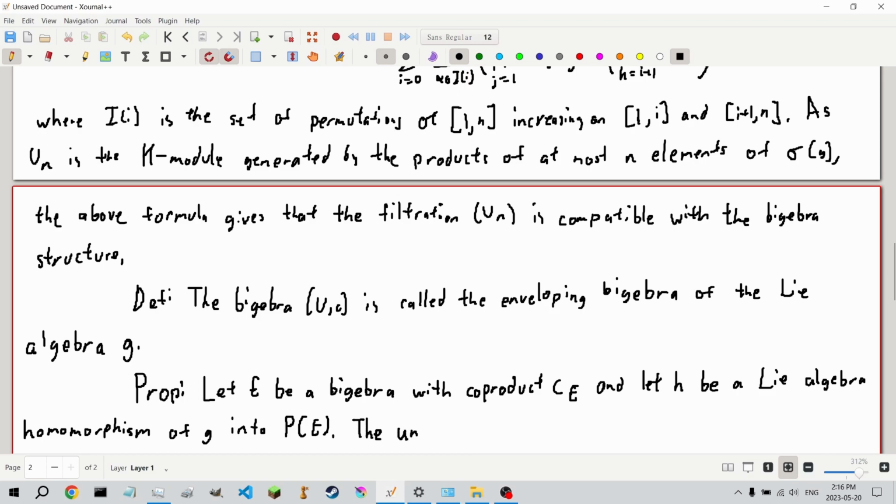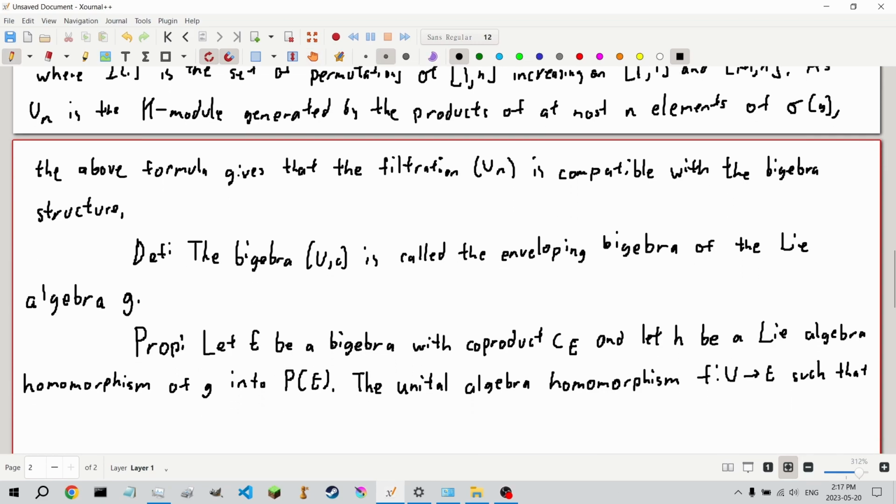Then the unital algebra homomorphism f of U into E such that f of sigma of x equals h of x for all x in G is a bigebra morphism.